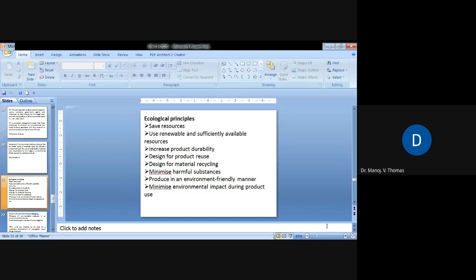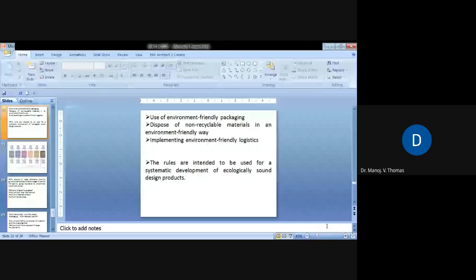Produce in an environment friendly manner. All the processes in the manufacture, in the factory, all the processes that we follow should be environment friendly as far as possible. Minimize environmental impact during the product use. Use environment friendly packaging. This packaging also, when you ship all the products from one location to another location, from the manufacturing plant to the distributor side, the type of material which you use for packaging, is it environment friendly? Or are you using plastic or some waste material which is very difficult to degrade?